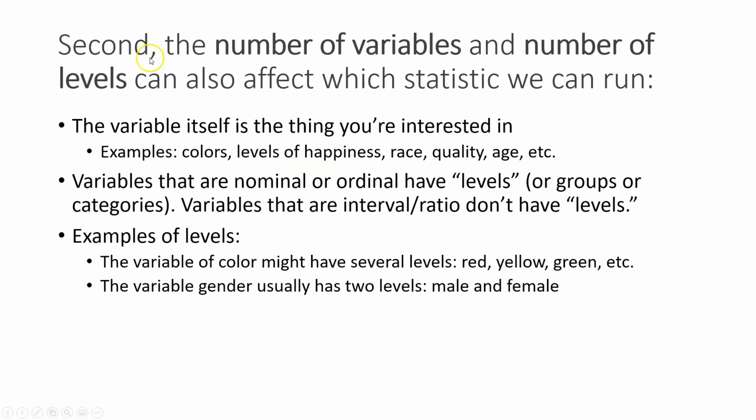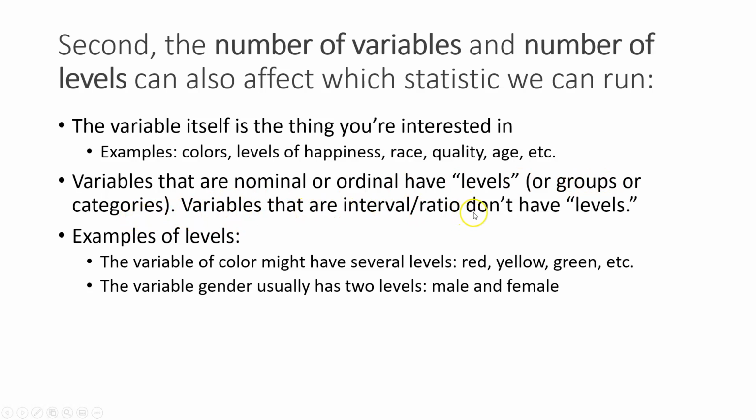Now, the second principle on which we can decide what kind of statistic to run is the number of variables and the number of levels that are extant in that research situation. So the variable itself is the thing you're interested in. You probably could cite several examples yourself, but here are some examples. You might have colors of something, levels of happiness, race, quality, age, etc. Variables that are nominal or ordinal have levels. These are groups or categories.